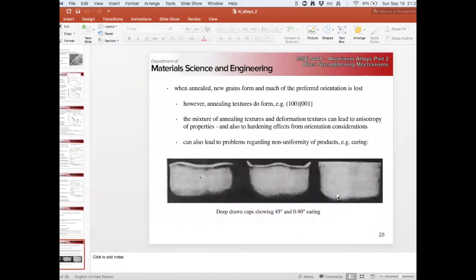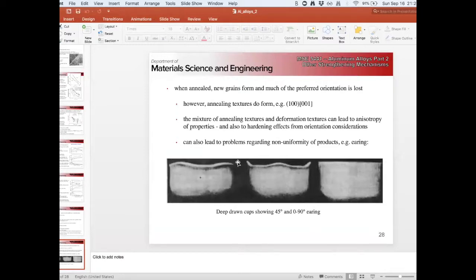I just want to point out that this texturing, while not really critical for the class, it is important to know that it can have an effect. So this is deep drawing of cups, which is like the first step of making a can, and you can see this inhomogeneity, this what we call earring at the top. And this is completely due to the texture that develops.